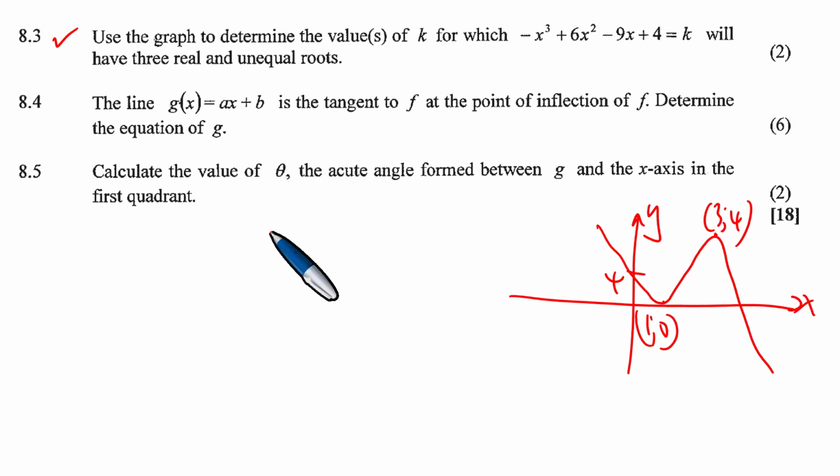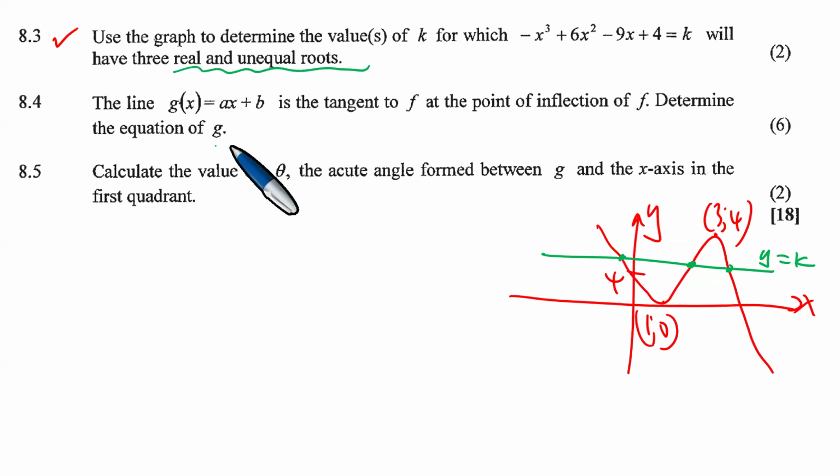And I want us to analyze this and use the graph to determine the values of k for which this is equal to k. This equals k. So we're dealing with the y equals k graph. But you see, there are two graphs here that intersect. But now this one has three distinct points. Remember that we need to use the graph to determine the values of k for which this one will have three real and unequal roots.